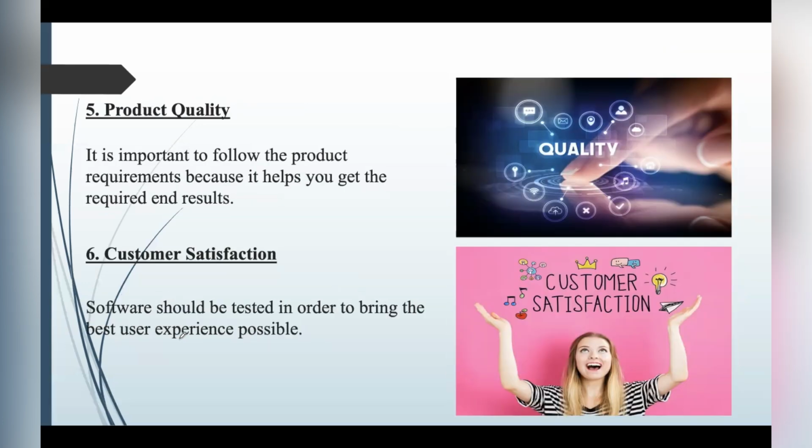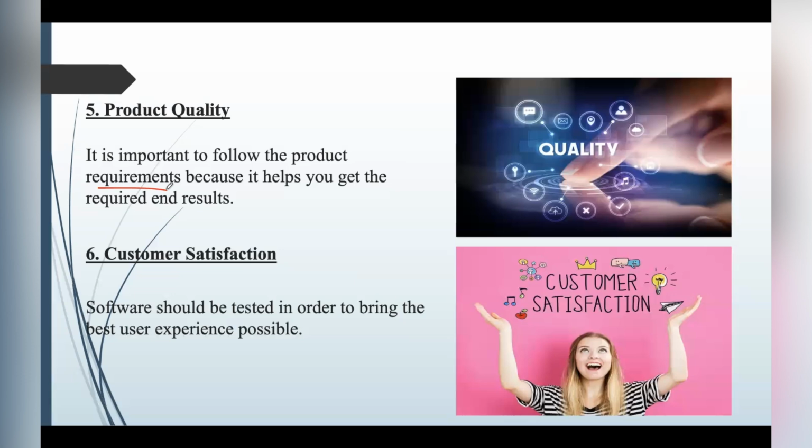Fifth one is product quality. In order to make your product vision come to life, it has to work as planned. It is important to follow the product requirements because it helps you get the required end results. So these product requirements are the ones which are provided by the customer. So in order to get the required end results, we need to follow the product requirements perfectly.